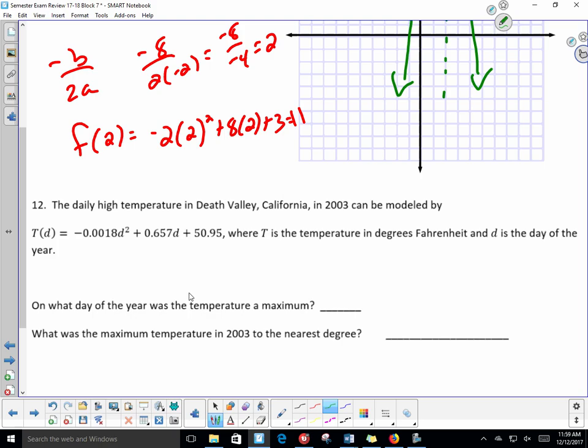So this is a negative coefficient, so I know my parabola is going to open down. So I know that I'm going to have a maximum value. When I find this maximum value, that's going to tell me the hottest temperature in Death Valley. It's also going to tell me the day that occurs. So which one's the X and which one's the Y? The days are X and then the temperature is Y. So D would be the days, that should be the X, and then the temperature would be Y.